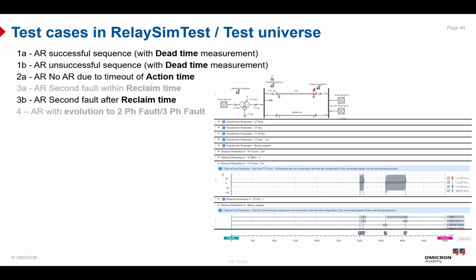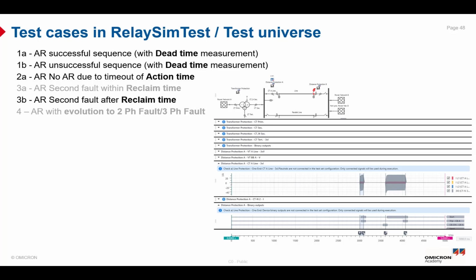The second test case is the AR unsuccessful sequence with dead time measurement. For this test, we want to simulate an unsuccessful sequence of the AR function. Unsuccessful means that the fault was not extinguished after the dead time pause, which means we will receive a short circuit fault again during the reclaim time. So the AR will be blocked, and it will be considered an AR unsuccessful sequence.